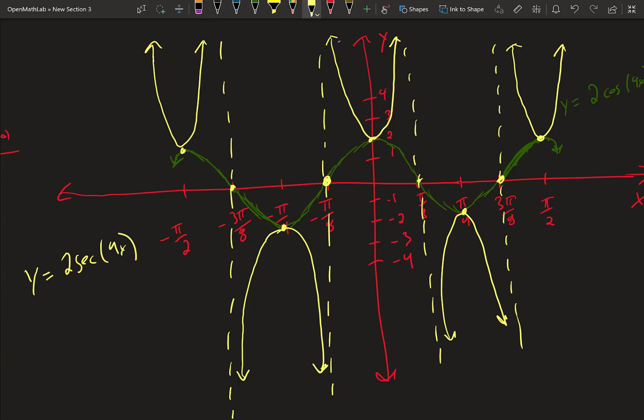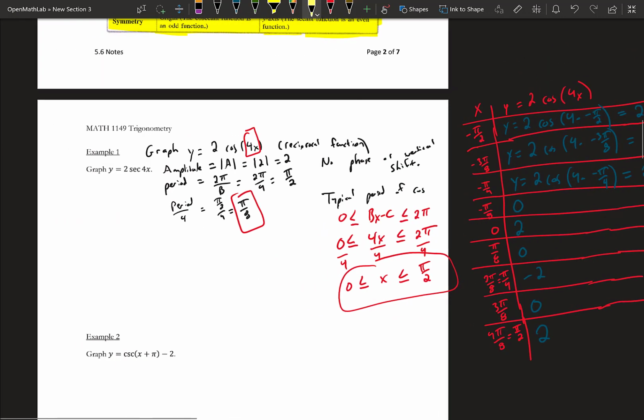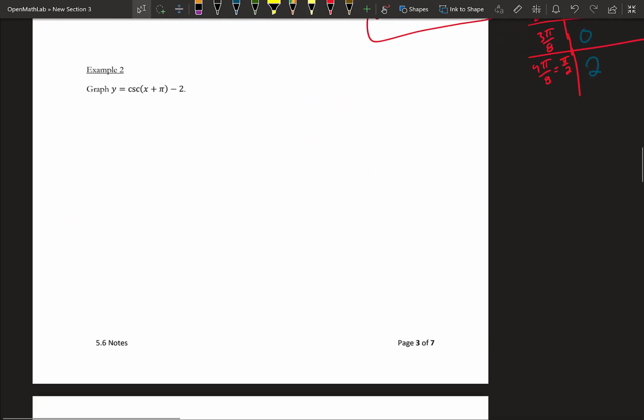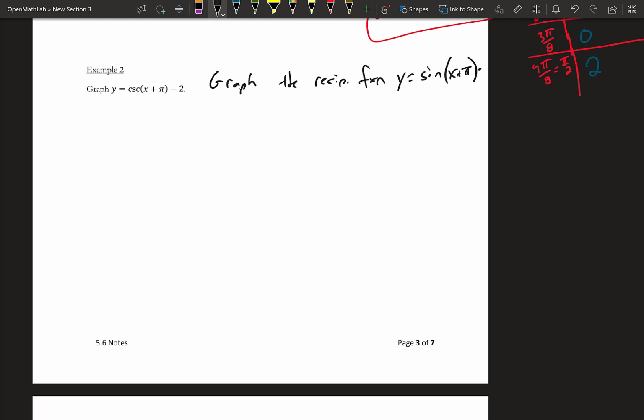So it's reliant on what we did in last section, right? So then the next example is similar but a little harder, and I also switched from secant to cosecant just to give another variety of a problem. So remember, for this one, what we want to do is graph the reciprocal function, y equals sine of x plus pi minus 2.